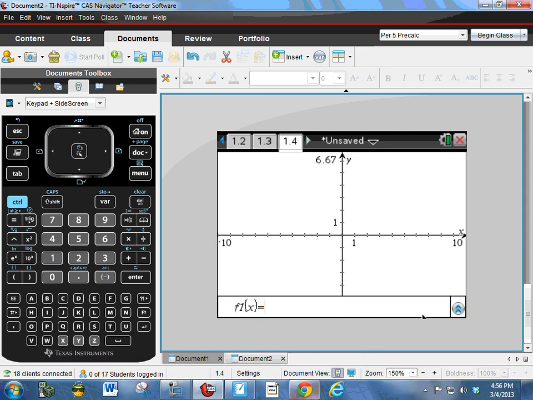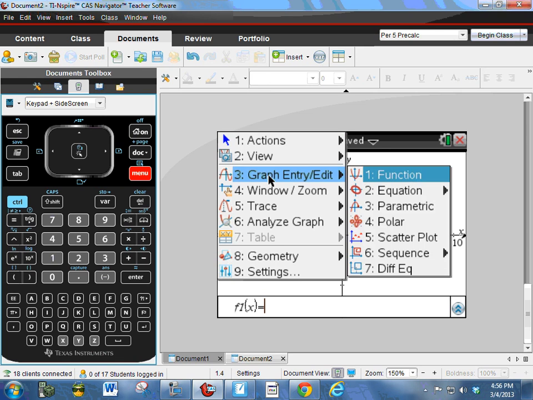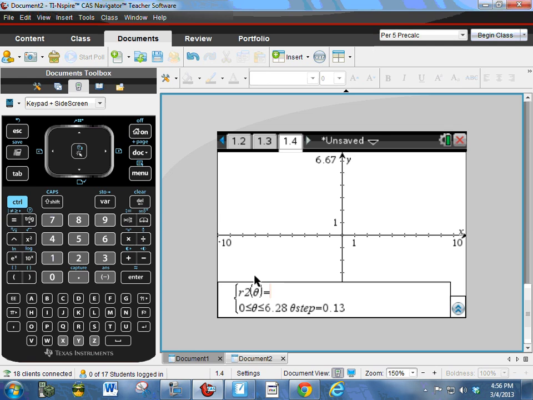Notice that it's an f of x, and I want to have an r of x down here. So the first thing I'm going to do is go to Menu, Graph, Edit, Entry, and then find Polar. That switches my entry line down here to polar form. Yours will say R1 because this will be the first one you've done. This is the second graph I've done in this document, so mine says R2.